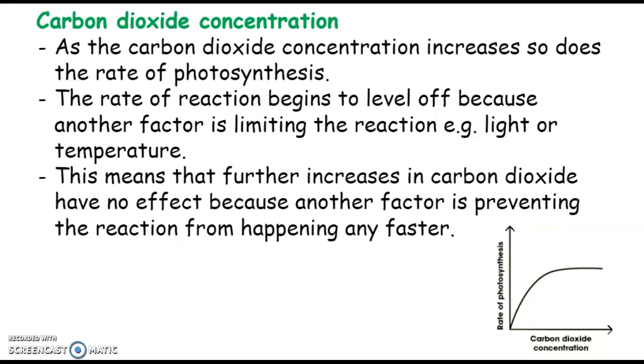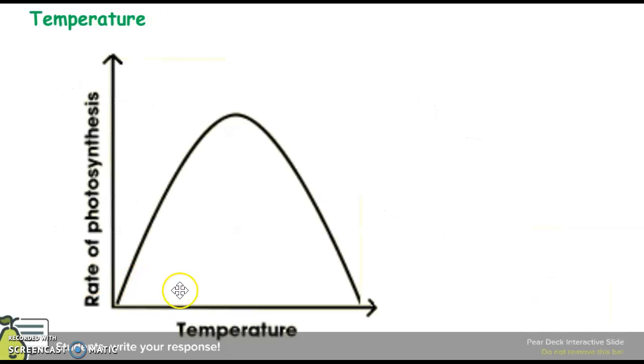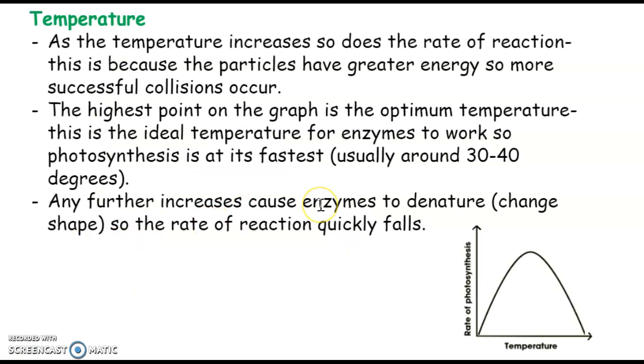And then our final one is this one. So again, look at that, try and describe what that is showing you. This one, you kind of have to think back to your enzymes. So here, as the temperature increases, so does the rate of reaction because things are going to collide. But then you go past the optimum temperature, and then it's going to start to denature.